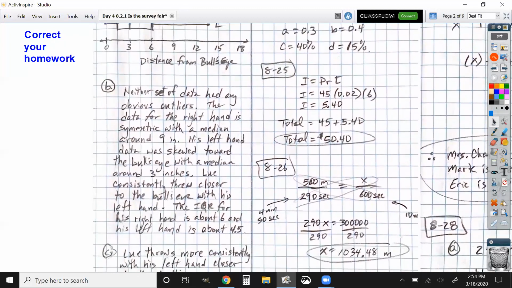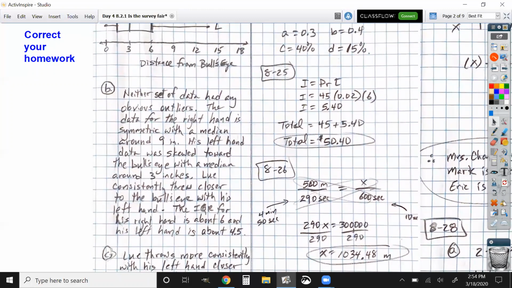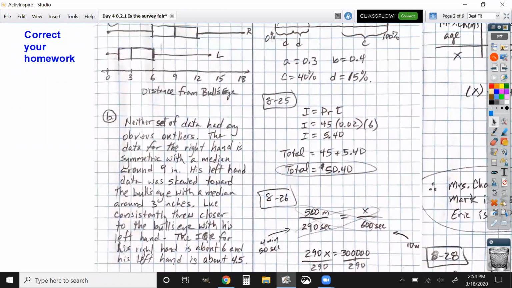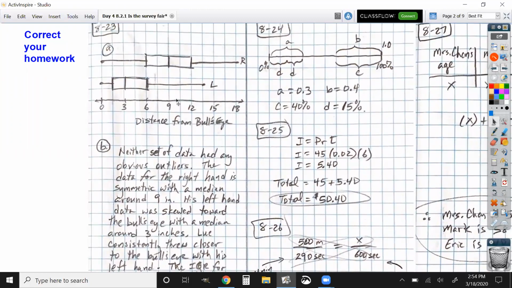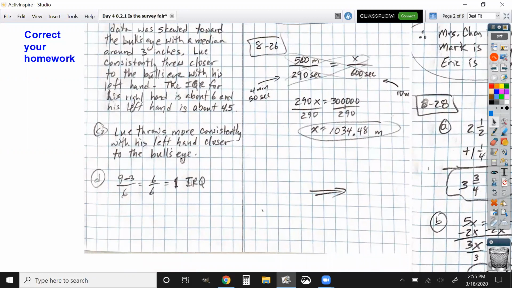Lou consistently threw closer to the bullseye with his left hand. The interquartile range for his right hand is about 6. His left hand is about 4.5. So he's definitely more consistent with that left hand, because he has a smaller interquartile range. The variability of his data in his left hand was much smaller. It didn't vary very much. So that's why we could say he's more consistent. Part C, you should have said something like Lou throws more consistently with his left hand, closer to the bullseye. And part D, the interquartile range should be 1.